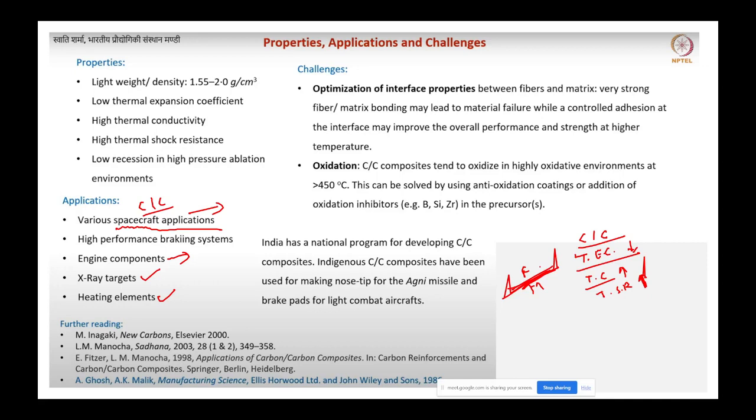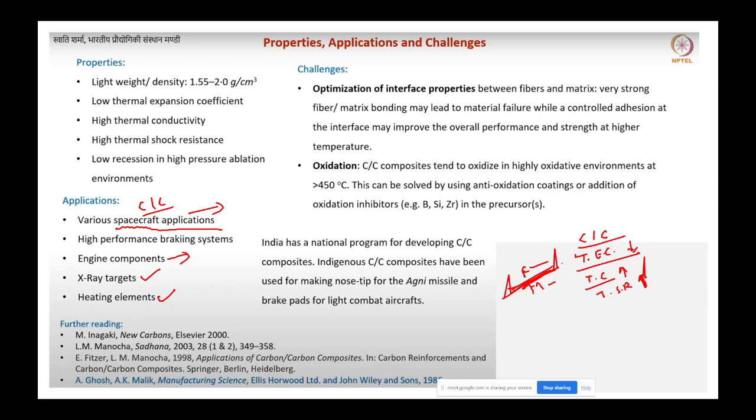When there is very strong bonding, there is a chance of the material breaking. So in order to overcome this kind of challenge, it should have a controlled adhesion between the fiber and the matrix. It should not be very loose, and it should not be very strongly bonded.